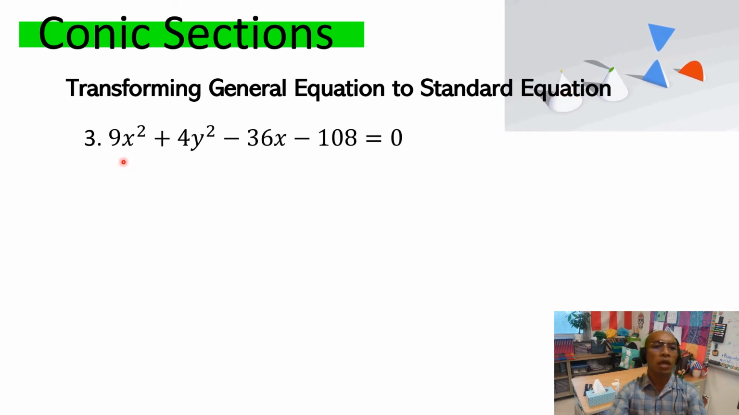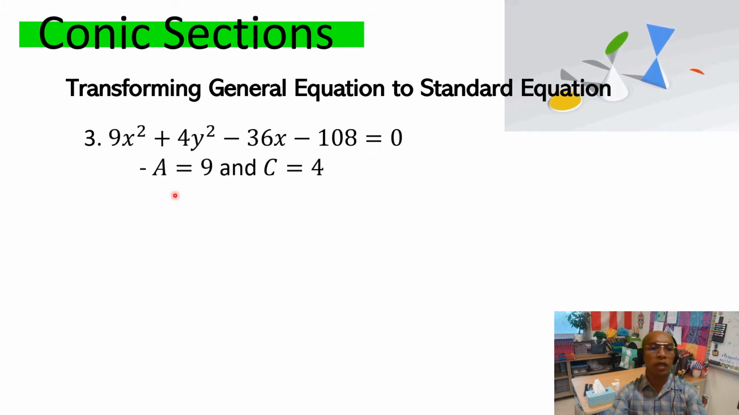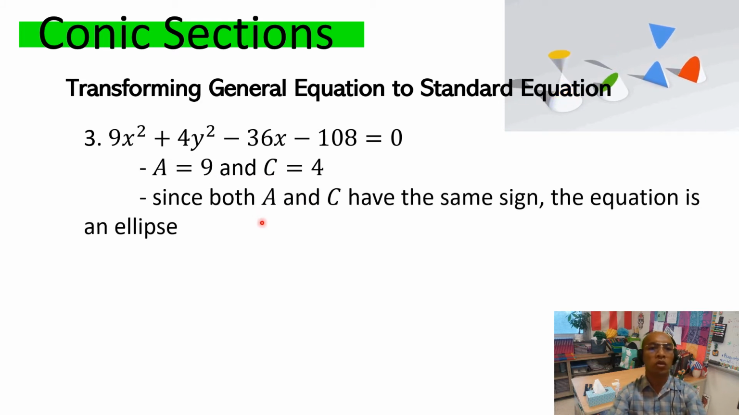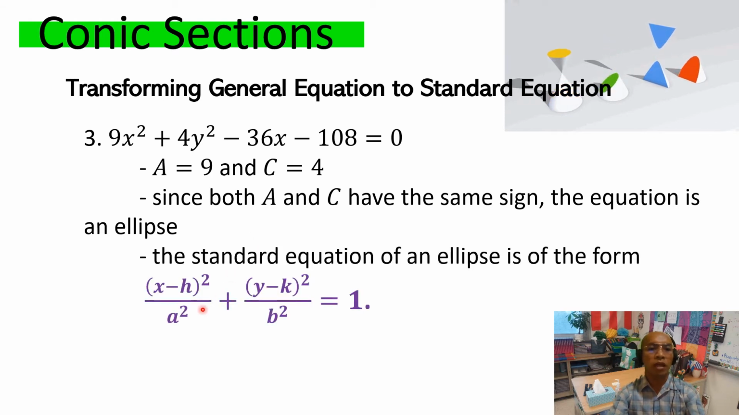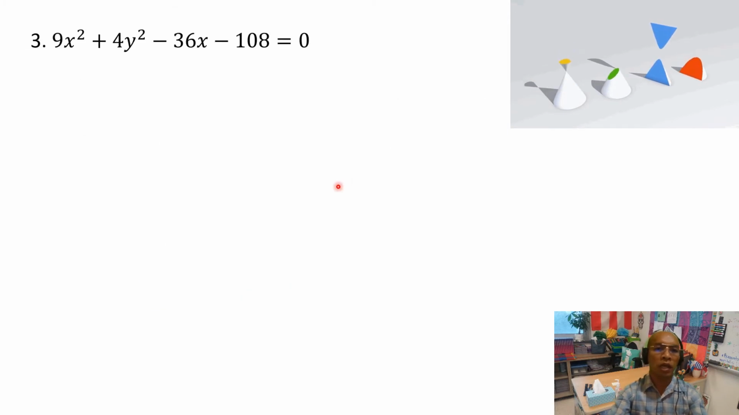Next example, 9x squared plus 4y squared minus 36x minus 108 is equal to 0. So group the terms. In this case, our a is equal to 9, our c is equal to 4. So a and c are not equal, and a and c are the same sign. So this is the equation of an ellipse. The equation of the ellipse is x minus h quantity squared all over a squared plus y minus k quantity squared all over b squared is equal to 1. So we are going to translate this equation into this form. How? Again, by completing the square.